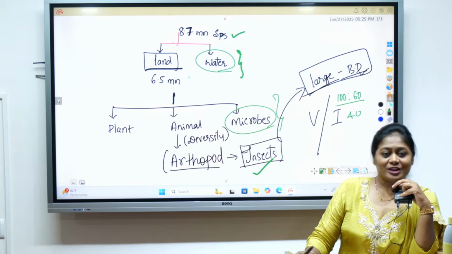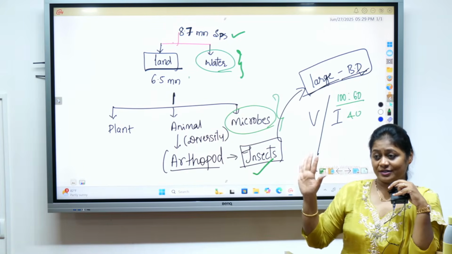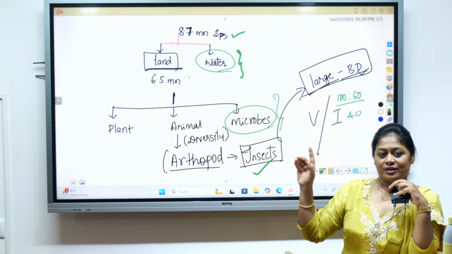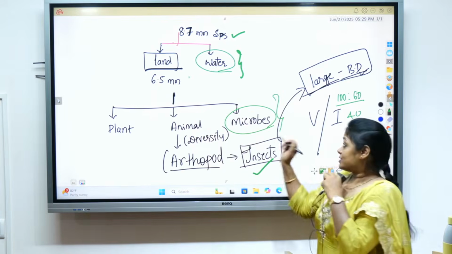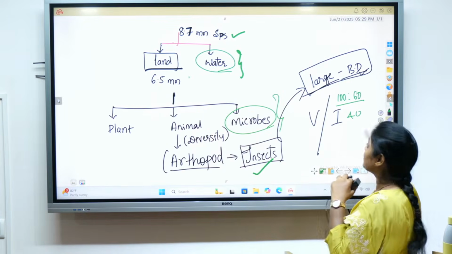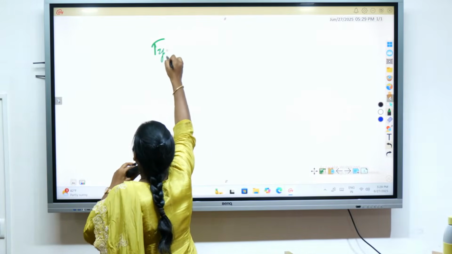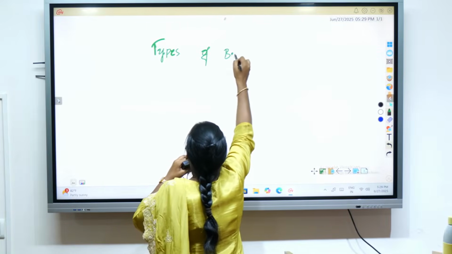Next, plants and microbes, again plants. Plants have 5 classes: thallophytes, bryophytes, pteridophytes, gymnosperms, angiosperms. Next, types of biodiversity.